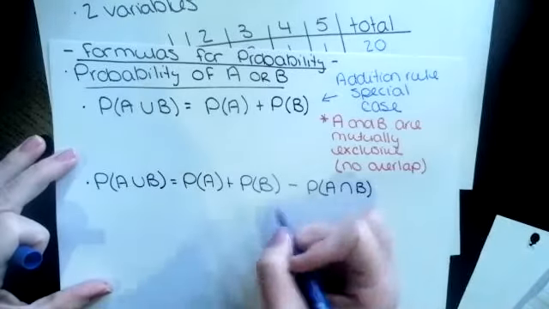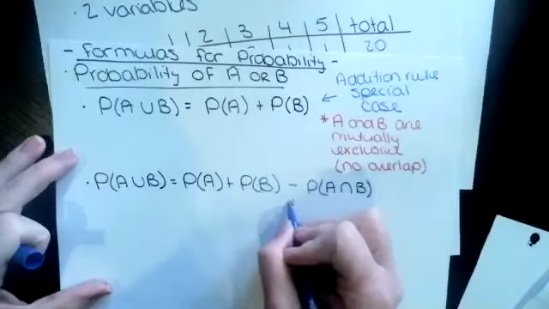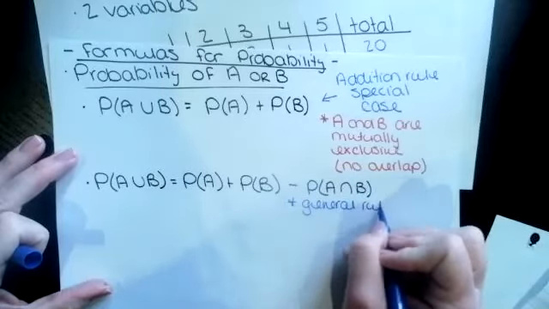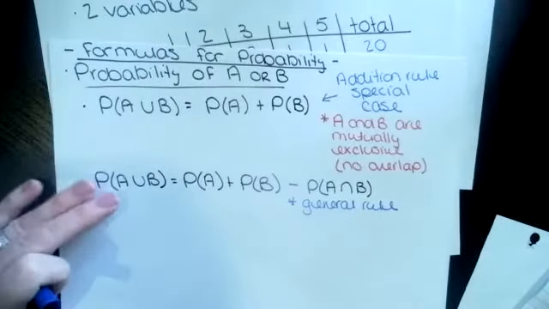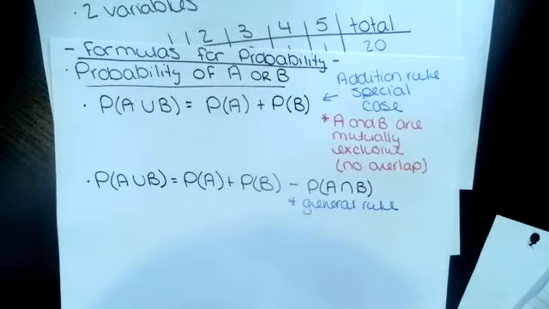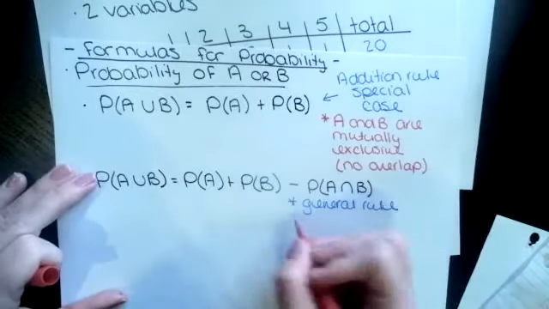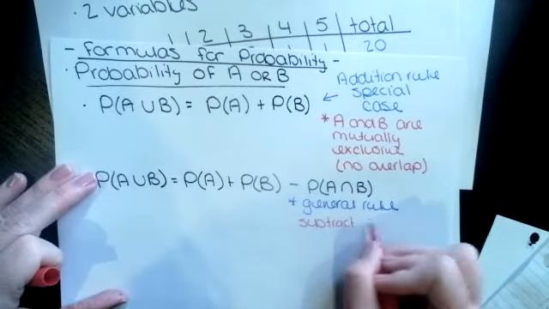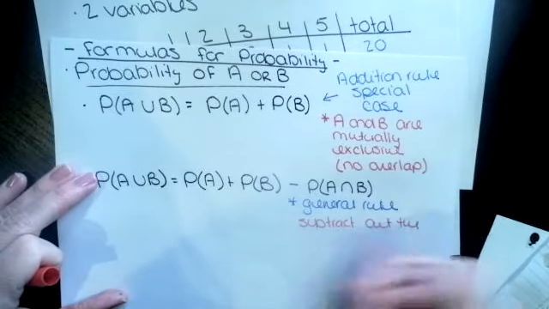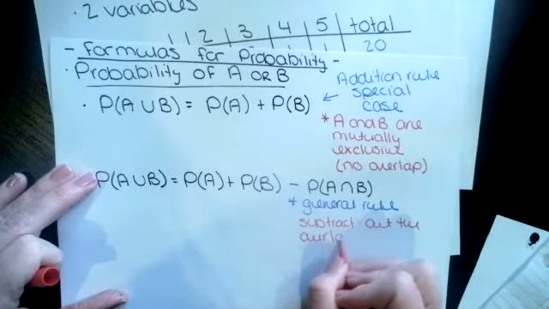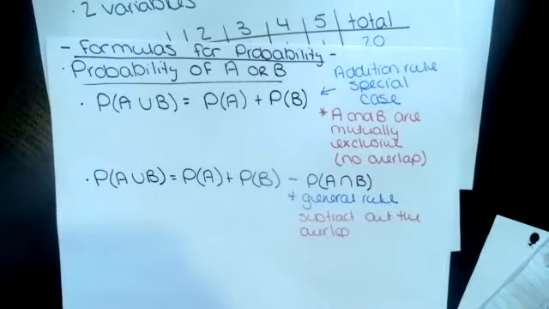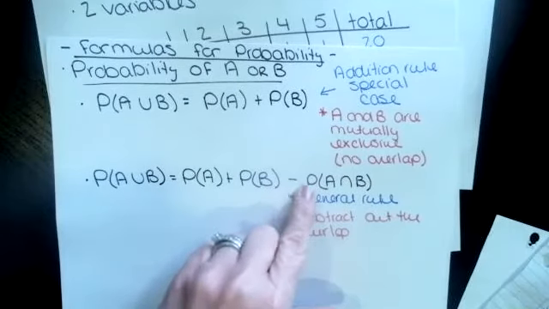So let me just say this somewhere here. This is my general rule. I can always use this general rule, but I want you to know that they are not mutually exclusive. So what you need to do is you're subtracting out the overlap. Okay, and that's what we're doing in here. We're going to subtract out that overlap. So that's what this portion is.